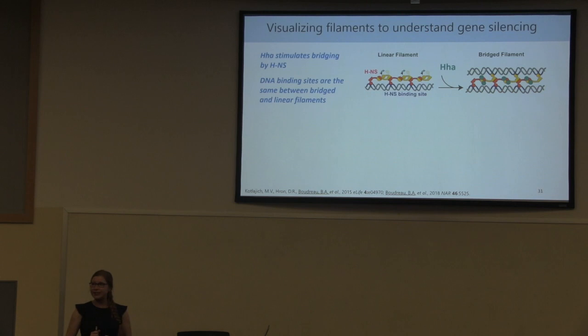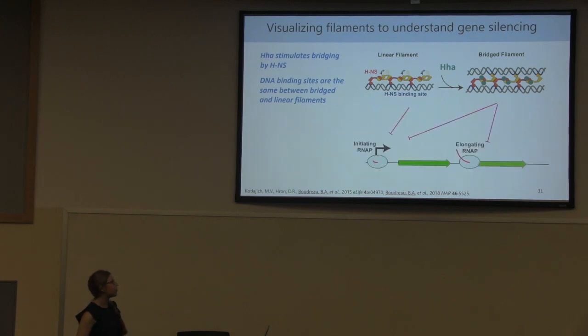So my work investigating the structure of these filaments showed two things. One, Hha can stimulate bridging by H-NS, and also that the DNA binding domains are arranged the same between bridged and linear filaments, suggesting a conformational change happening in H-NS to facilitate binding one or two DNAs. And again, these filaments have different effects on gene expression, where the bridge filament seems to be responsible for affecting elongating RNA polymerases, whereas the linear filament can only affect initiating RNA polymerase.